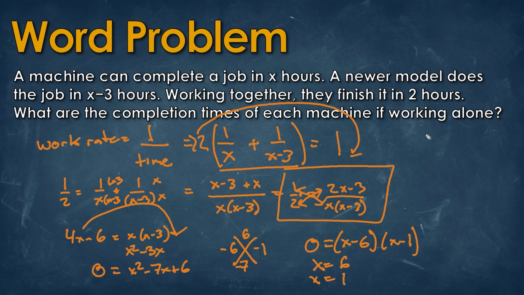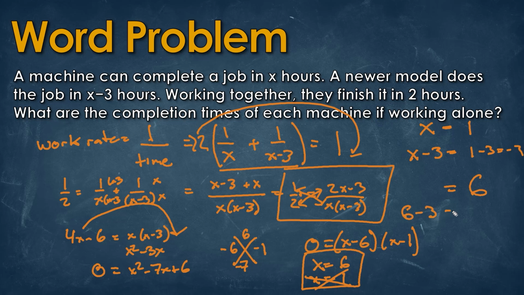So if we say that a machine takes x hours and a newer model takes x minus 3 hours, we need to figure out which one of these two solutions to plug in. Well, if we plug in 1, we'd get that x is equal to 1, but then x minus 3 is equal to 1 minus 3, which is equal to negative 2. So that can't happen. So our answer is going to be that it takes the first machine 6 hours to complete, and then the second machine will be 6 minus 3 hours to complete, which is 3 hours.